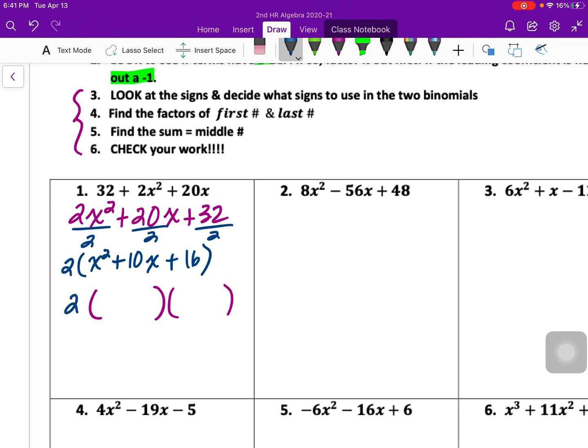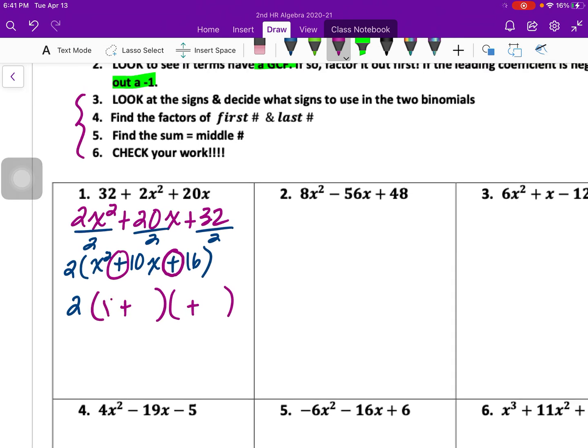From here, we're going to read our signs. This last sign tells me that I want the same signs, both positive. The only way to factor the first term is x and x. And then I need factors of 16 that give me a sum of 10. So think about your factors of 16: 1 and 16, 2 and 8, 4 and 4. The only way I can get that sum of 10 is to get 2 and 8. 2 plus 8 is 10.